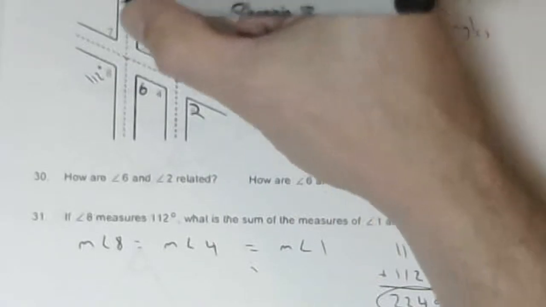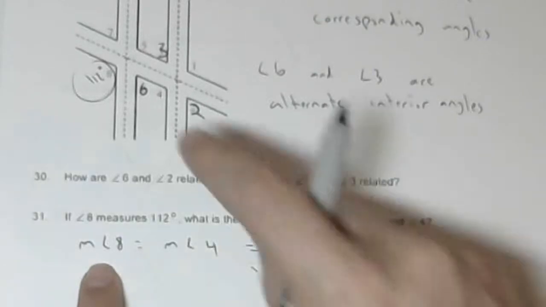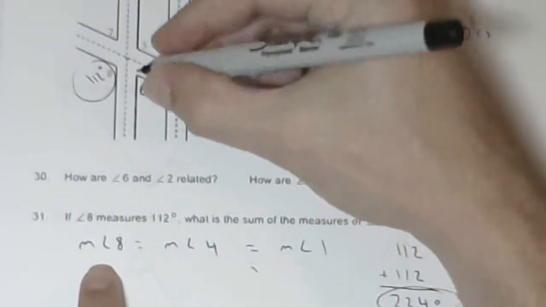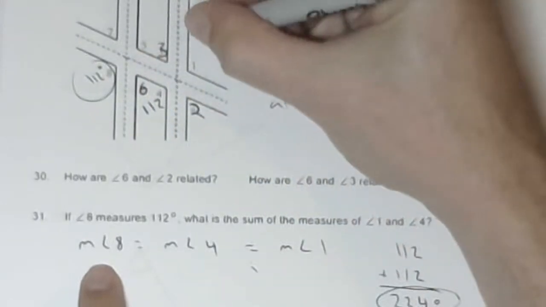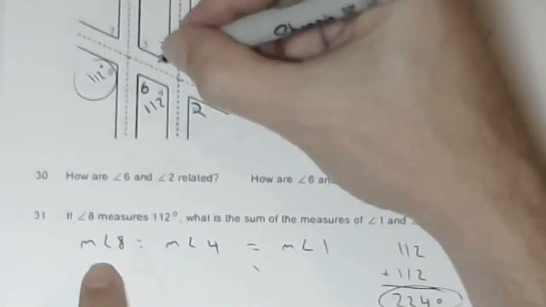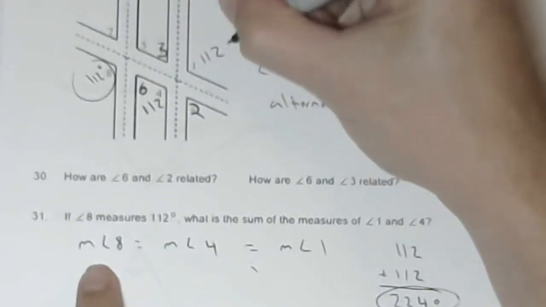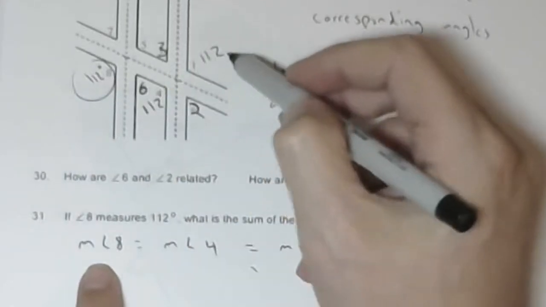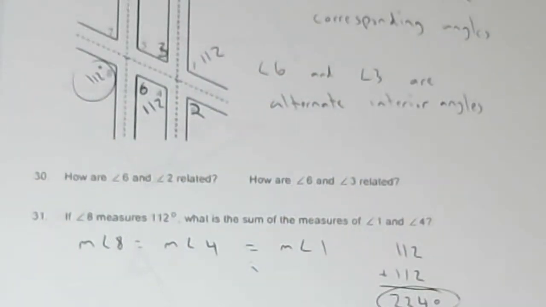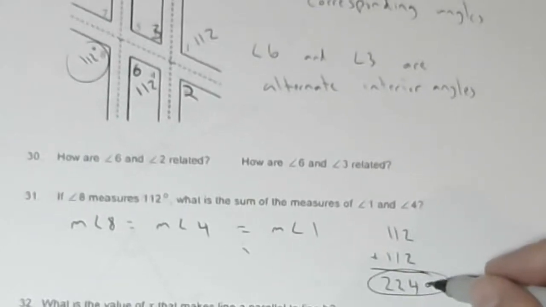If measure 8 equals 112, what is the sum of 1 and 4? Well, if 8 is 112, then 4 is 112, because corresponding angles are equal. If 4 is 112, then 1 is 112, because vertical angles are equal, or I could say alternate exterior angles are equal. So that sum will be 112 plus 112, 224.